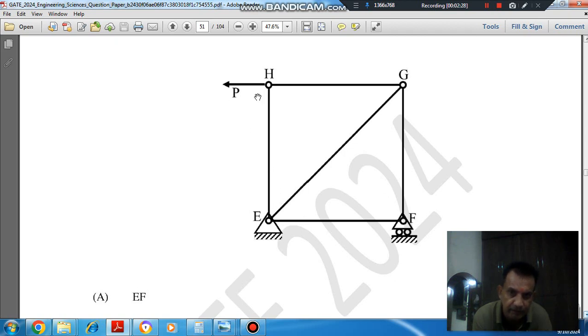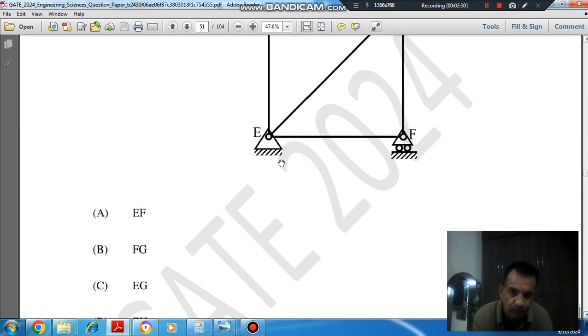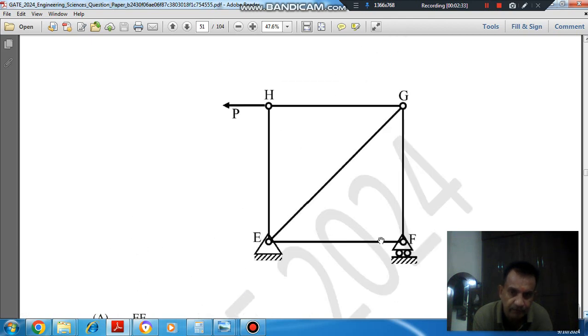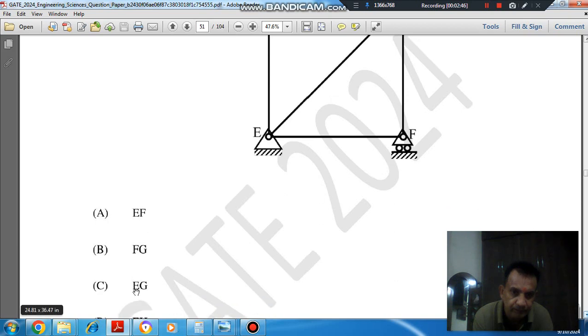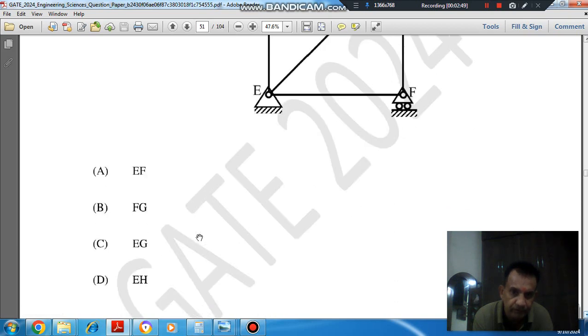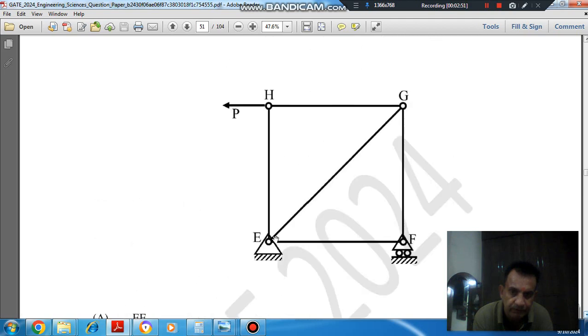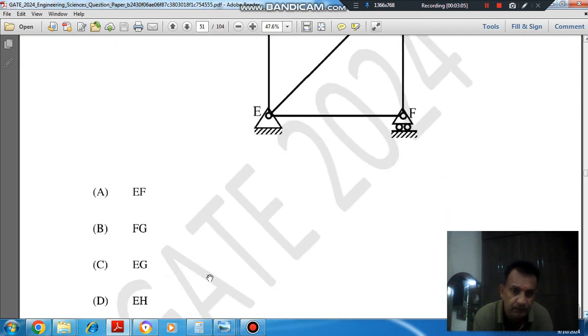The reactive P is in this direction and P is in this direction, so it is subjected to tension. FG again, because there is no vertical force, will not be subjected to any action or reaction. EG is subjected to compression, and EH will not be subjected to any force because there is no vertical force, so vertical members will not be subjected to any force. So the only compressive member is EG. So the answer is EG.